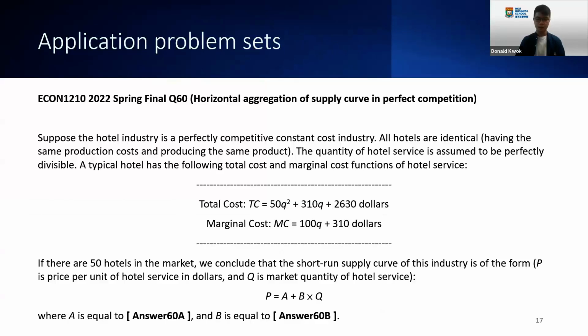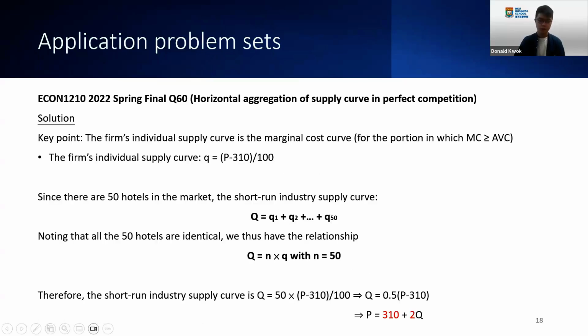So it will be part B here. We are given the total cost and marginal cost information here, and we are required to derive the short-run supply curve of this industry if there are 50 hotels in the market. So how can I do that? Recall your knowledge of perfect competition. The marginal cost curve is actually the supply curve of the individual firm. So this is the key point that you need to recognize.